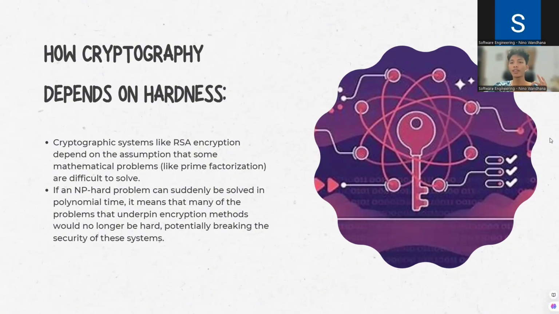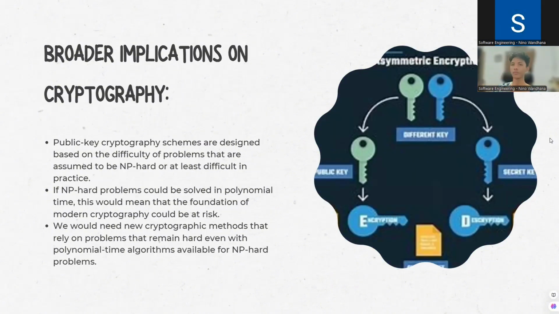Now, many cryptographic methods, including public key encryption, seem to rely on the difficulty of solving these problems. If a polynomial time algorithm is discovered, attackers could solve these problems efficiently, so it will render the encryption methods ineffective. Now, let's dive deeper into the broader implications on cryptography.